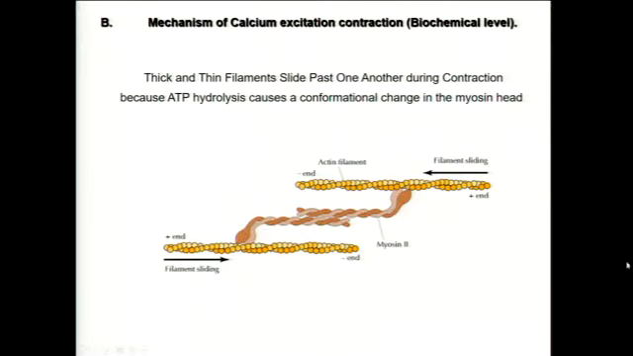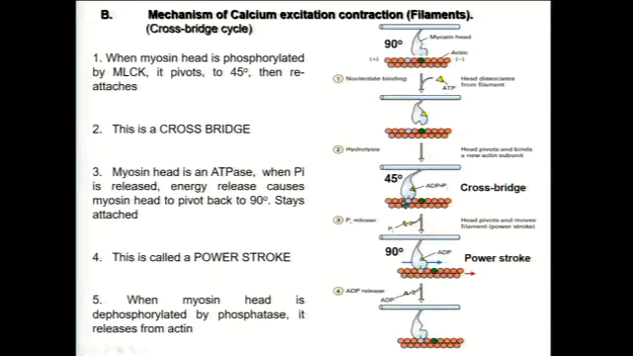So I told you that thick and thin filaments will slide past each other, right? So this is actin. This is myosin. This is the head of the myosin. What's going on? So here's our actin. There's our actin. There's our myosin head. So at the resting state, that myosin head is attached to the actin at a 90-degree angle.